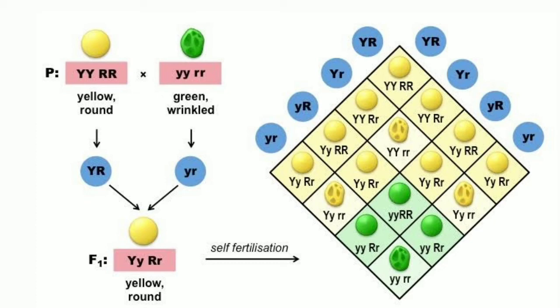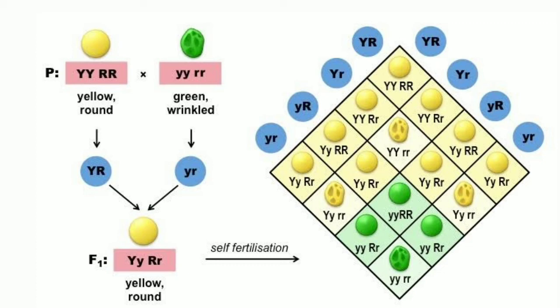So here, for the parents, two contrasting characters are taken from each parent. One parent is yellow and round, that means yellow color of the seed and round shape of the seed, represented by the genotype capital Y, capital R. The other parent is green and wrinkled, that means green color of the seed and wrinkled shape of the seed, represented by the alleles small y, small r. Capital Y and capital R are the dominant ones, because the capital letter is written.